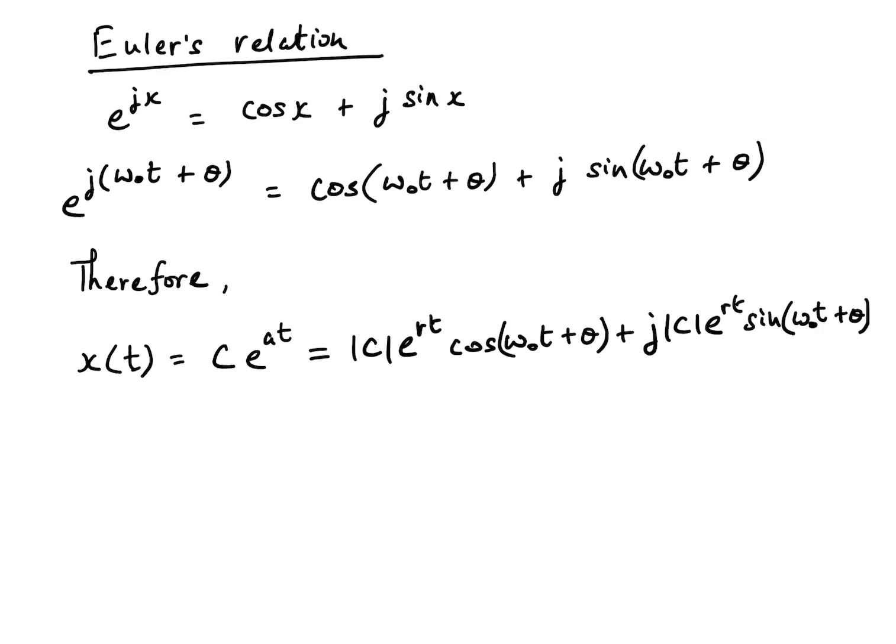And now we have this in the rectangular form as a plus j times b. So we have this as our real part and this as our imaginary part of this complex number.